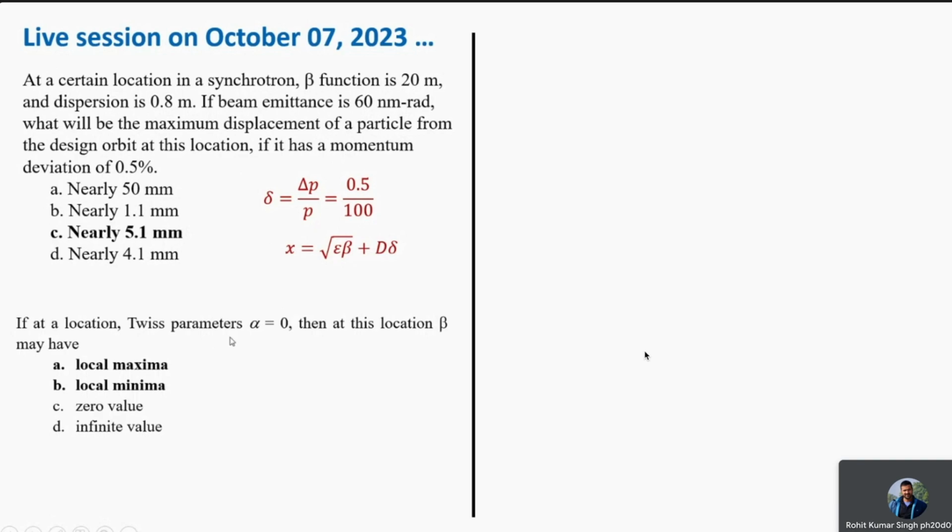If at a location the twiss parameter alpha is 0, then at this location beta may have what? Now you know that alpha is equal to minus half d beta by ds. So d beta by ds will be 0. It means either beta has a maxima or minima at this location. So local maxima is also a correct answer, local minima is also a correct answer. So you have two correct answers here.